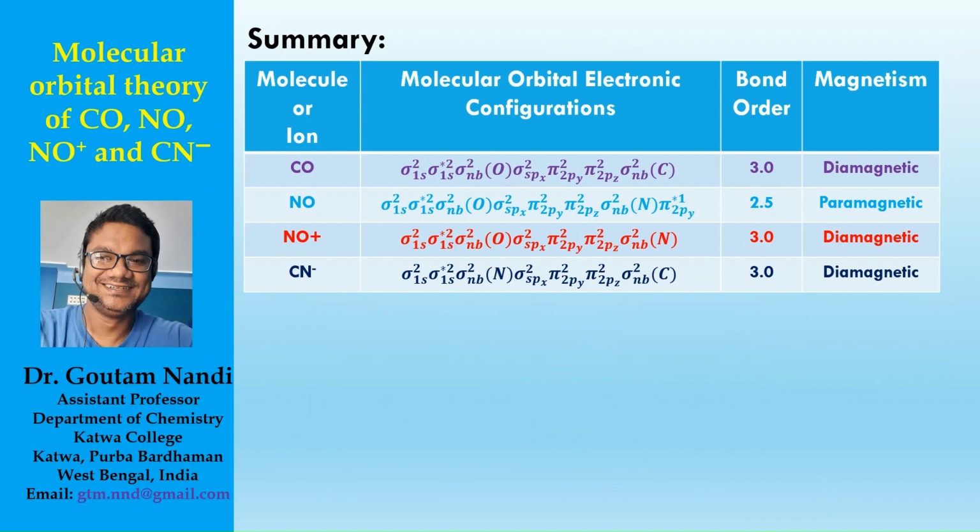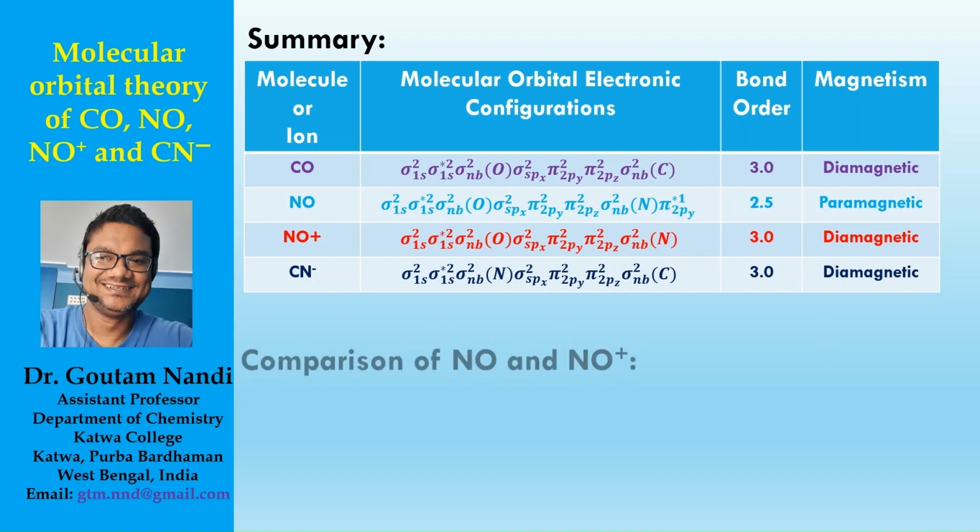This is the summary of what we have discussed. These are the molecular orbital electronic configurations. These are the bond orders, and you see here except NO all have the bond order of 3. Okay, and NO is paramagnetic, CO, NO plus and cyanide will be diamagnetic.